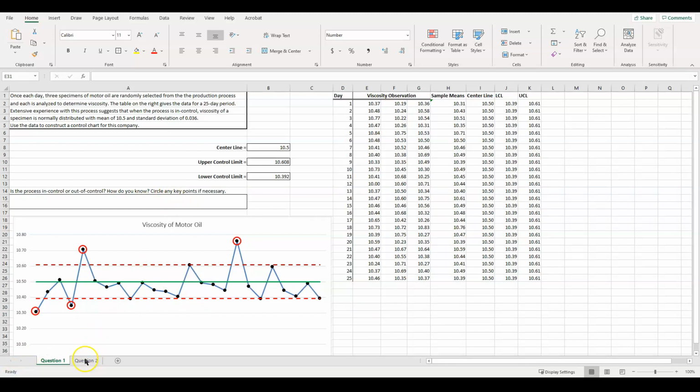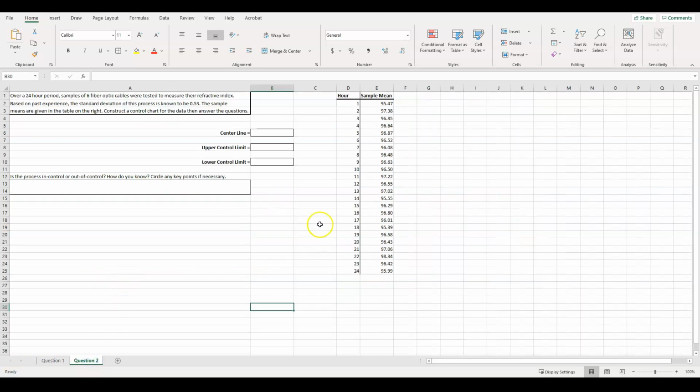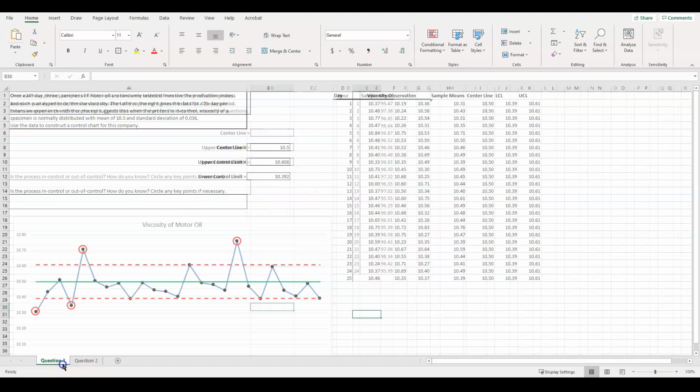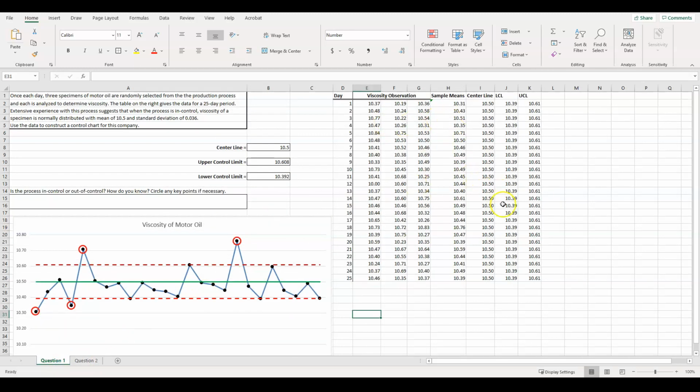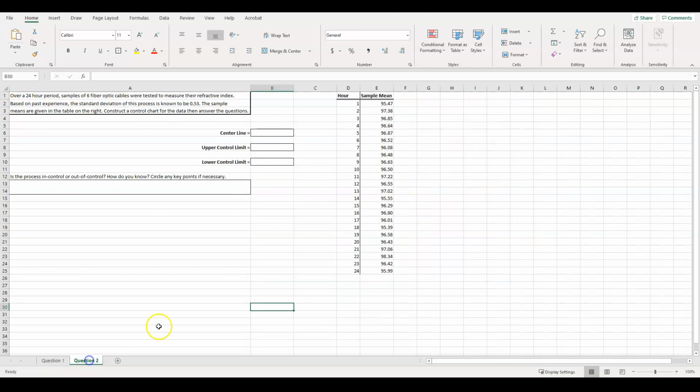For question number 2, I'm not going to show you how to do question number 2, because you can just re-watch how to do question number 1 and do a similar process for question number 2. The main difference is, of course, it's a different set of data, and there's a less in the menu here, or in the column. So let's read the question. Over a 24-hour period, samples of 6 fiber optic cables were tested to measure the refractive index. Don't really need to know what the refractive index means, but it's how light is bent as it goes through an object.